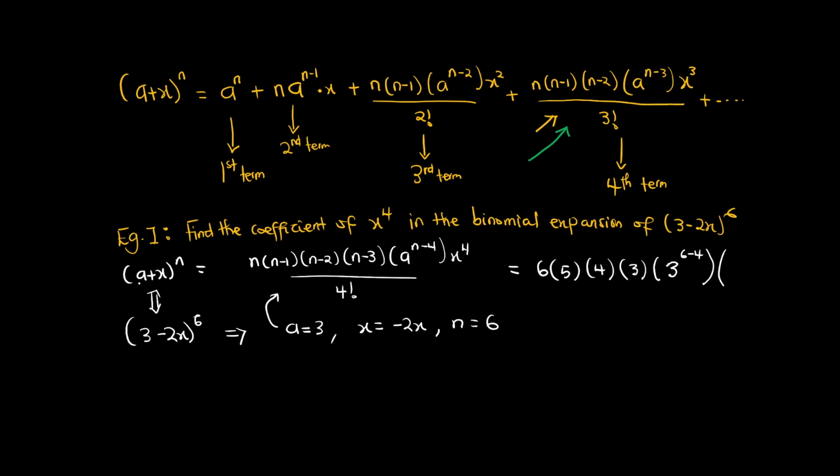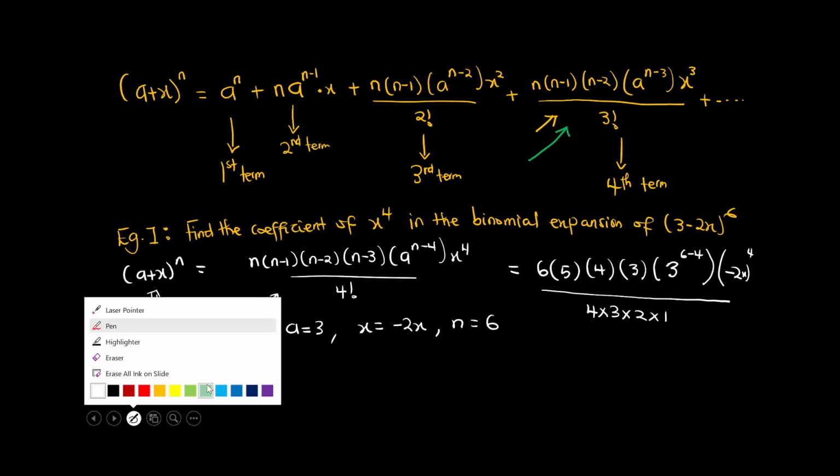Okay, remember, this a plus x is the expansion we have over here. So for this particular one, the x is minus 2x. So we have here minus 2x raised to the power 4. Sorry, the thing has gone into the corner, but you get it, all over 4 factorial. So the 4 factorial is 4 multiplied by 3 multiplied by 2 multiplied by 1. Are we okay?